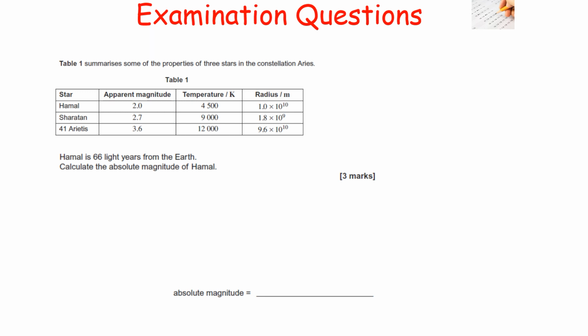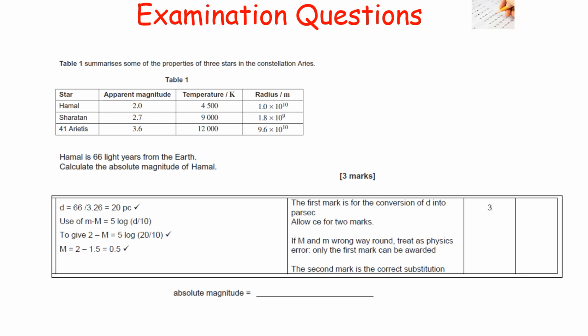Right, so for this question, once again, we use small m minus big M equals 5 log d over 10, where d has to be in parsecs. That's a condition of the equation. Now, we can work it out because we've got the 66 light years from the Earth. Now, there are 3.26 light years in 1 parsec, so you do 66 over 3.26 to get yourself 20 parsecs. We can then sub that in the equation, and we've got small m apparent magnitude from our table. We then use this and work out big M, which is 0.5, the absolute magnitude.